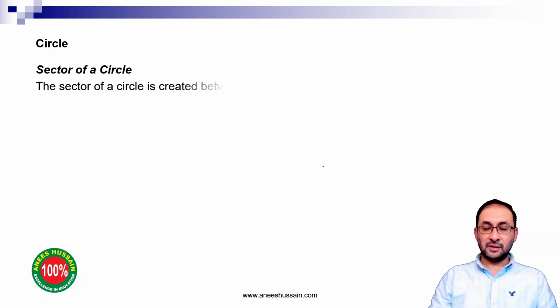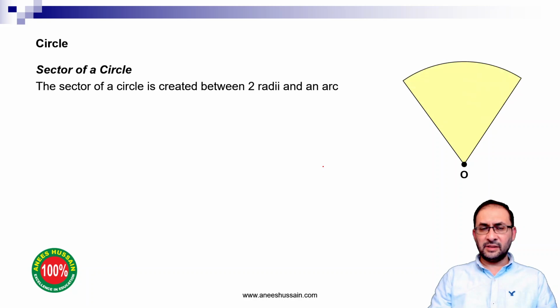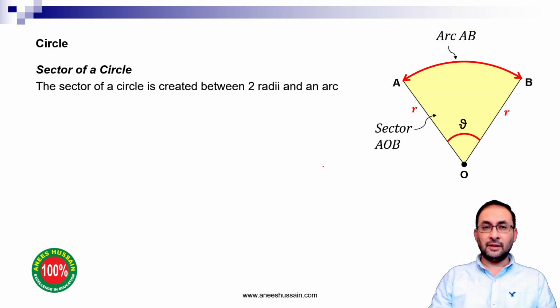Now let's focus a bit more on the sector of a circle. Remember, the sector of a circle is created between the two radii and the arc of a circle, something similar to the sector on the right side. This sector would be called sector AOB, and the arc AB is the minor arc AB because the central angle, theta, is less than 180 degrees. Remember, the central angle is very important because it helps us figure out things like the length of the arc and the area of the sector.